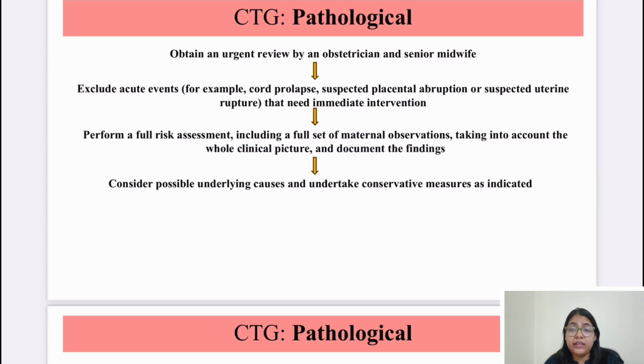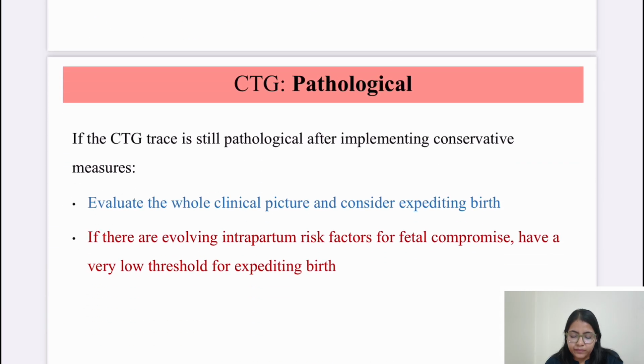Now if the CTG comes out to be pathological, that is, one feature is red or 2 or more features are amber colored, then what will you do? You will seek an urgent review by a senior obstetrician, by your senior. Okay, then you have to exclude acute events like cord prolapse, abruption or uterine rupture that need immediate intervention. Then you will perform a full risk assessment, maternal observations, take the whole clinical picture and document your findings, and then consider whatever the underlying cause is and take conservative measures as per the cause.